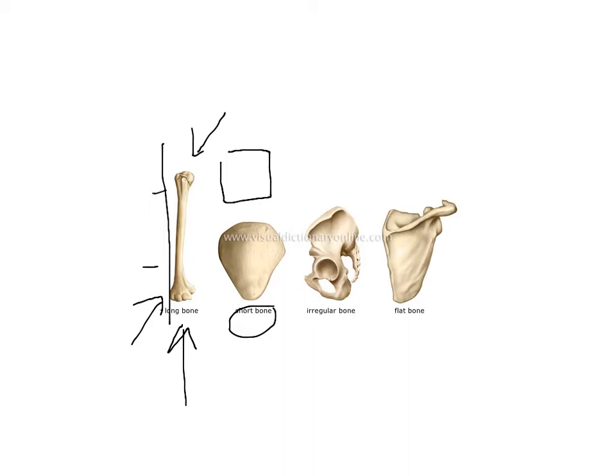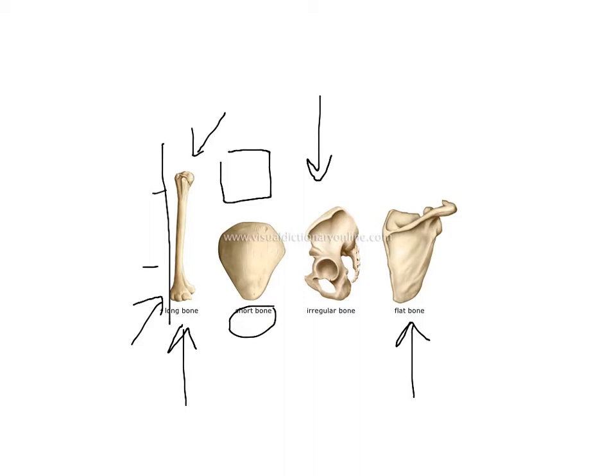An irregular bone is just what it sounds like. We're looking for a bone that doesn't really fit well into any other grouping type. And then we have flat bones. Again, the name is pretty straightforward. It tells you what it is. So this is a picture of the shoulder blade, where the majority of the bone itself is flat.